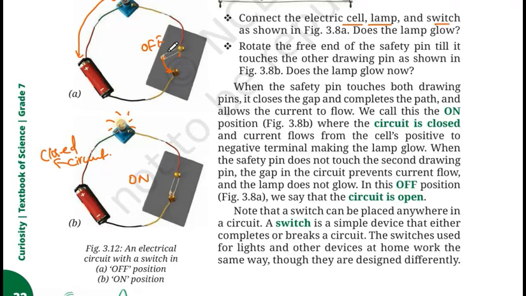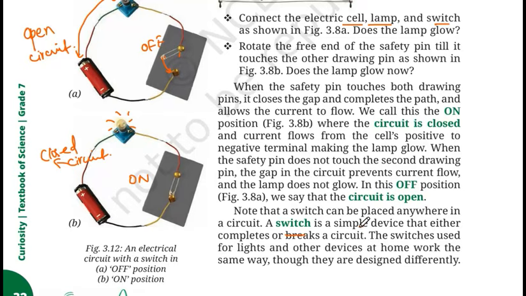Okay, and this circuit where the switch is in the off position is called an open circuit. An open circuit is also known as an incomplete circuit, and a closed circuit can also be said to be a complete circuit. Okay, so a switch can be placed anywhere in a circuit.